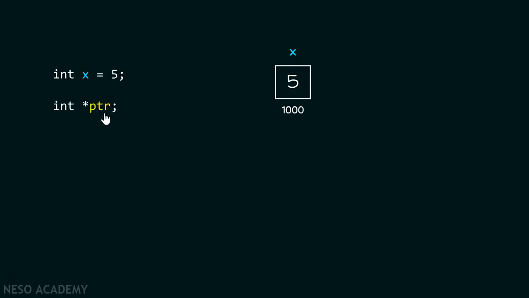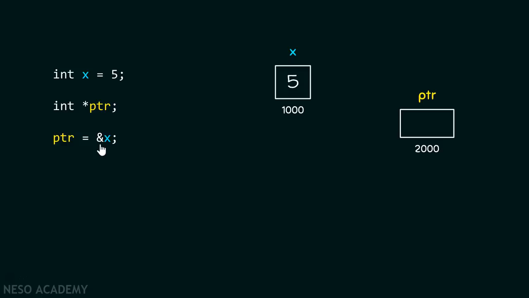And suppose we have this pointer variable as well, which is pointing to some integer value. Let me pictorially represent this pointer over here. A pointer is also a variable, therefore it will acquire some memory. And let's say the base address of that memory location is 2000. Okay.